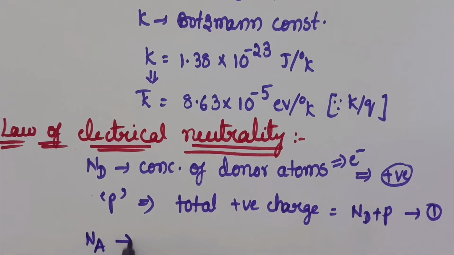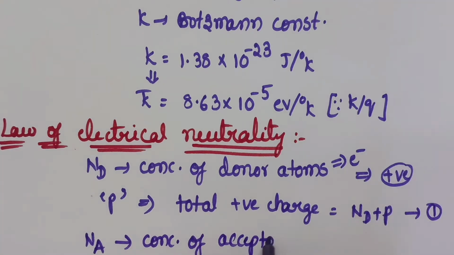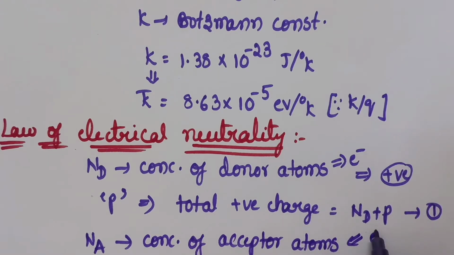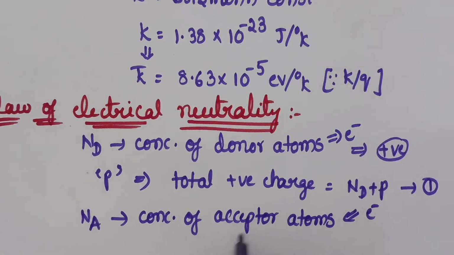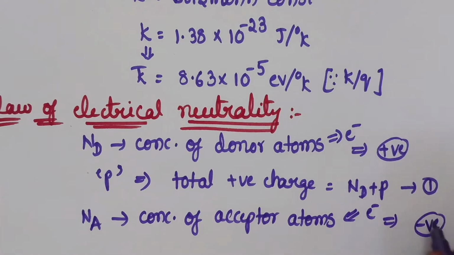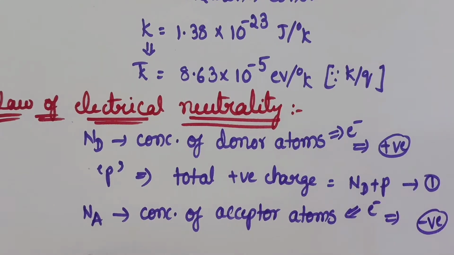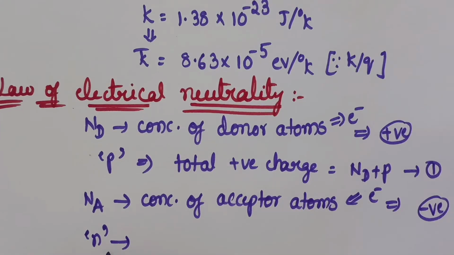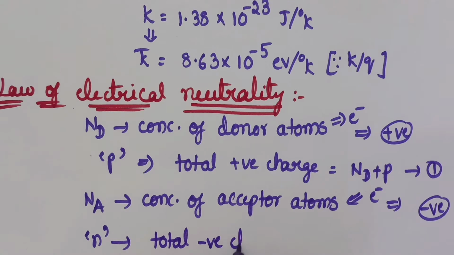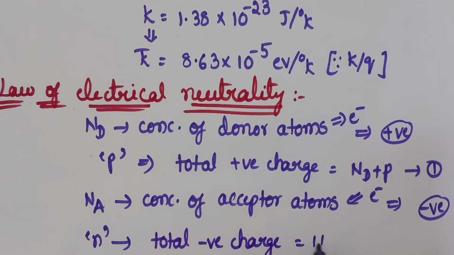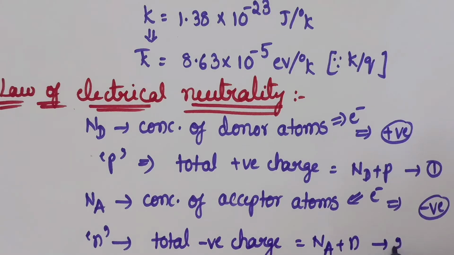Similarly, if Na is the concentration of acceptor atoms, because it accepts an electron, its charge becomes negative, and n is the charge density of electrons, that is the total number of electrons denoted by n. So the total negative charge is equal to Na plus n. This is equation number 2.